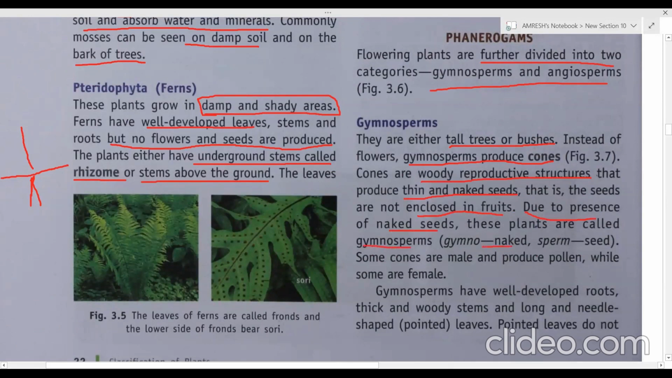Gymno means naked, sperm means seed. See, in humans sperm has a different aspect, but here, in the plant aspect, sperm means seed. Okay, gymno means naked, sperm means seed. Why gymnosperm? Because they produce naked seeds. Some cones are male, and produce pollen grains. See, in your pollination chapter, I have told you what pollen grains are. So pollen grains are the gametes produced by the male flower. It is the male part of the flower. They produce pollen while some are female. So the cones, male flower. In your flower also we have male flower, female flower. So here also cones are male and female.